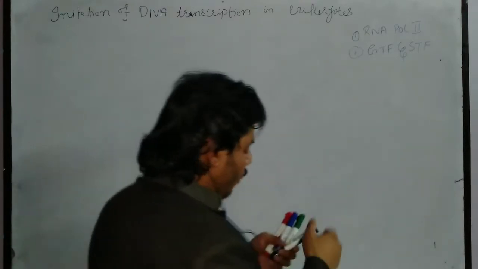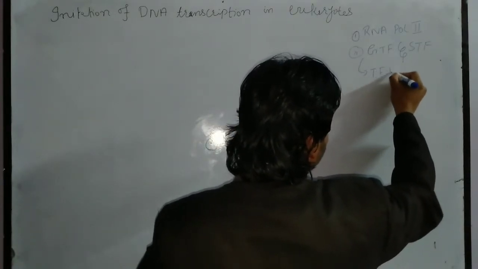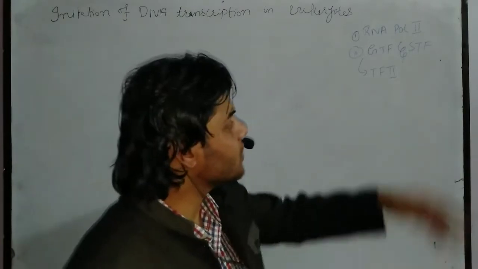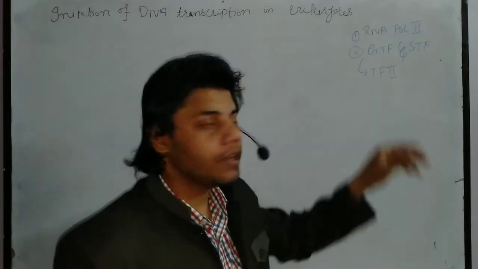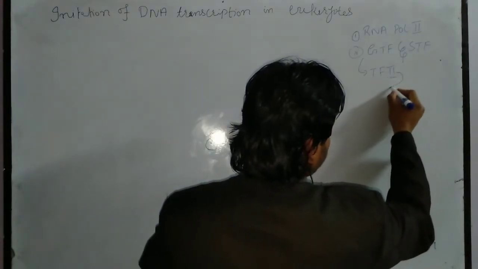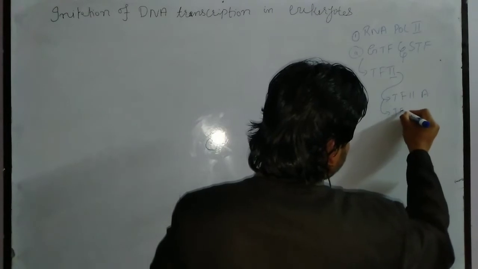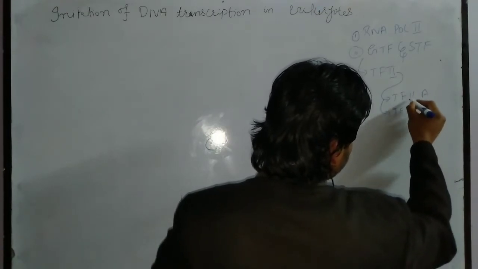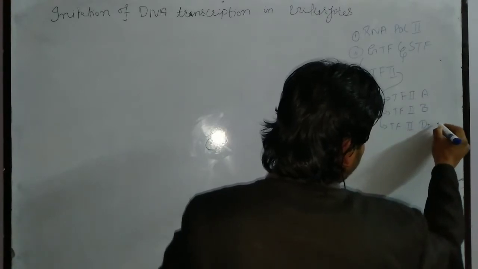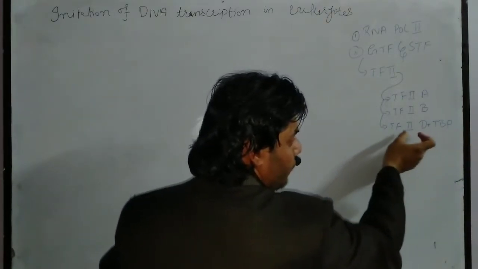Okay, now in generalized transcriptional factors, we mainly need the transcriptional factor 2. Why do we need transcriptional factor 2 and why don't we need transcriptional factor 1 and 3? Because in this case we talk about RNA polymerase 2, so definitely we need transcriptional factor 2. In transcriptional factor 2, there are many proteins involved, like transcriptional factor 2A, transcriptional factor 2B, and transcriptional factor 2D, with which the TBP protein is also involved, meaning TATA binding protein. It is actually a part of this transcriptional factor 2D.